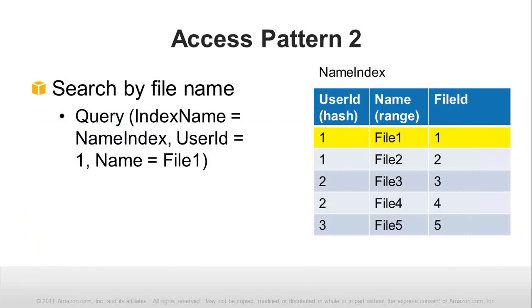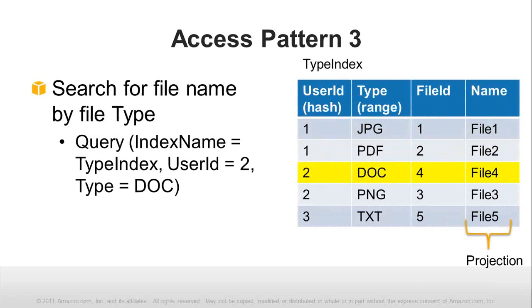And then the second access pattern is search by file name. In this case, I'm using the name index. In the query, I specify index name equals name index, and then I'm specifying the hash key, which is the user ID equals 1. And then the name of the file is file1, in which case it returns a single record in this sample data set.